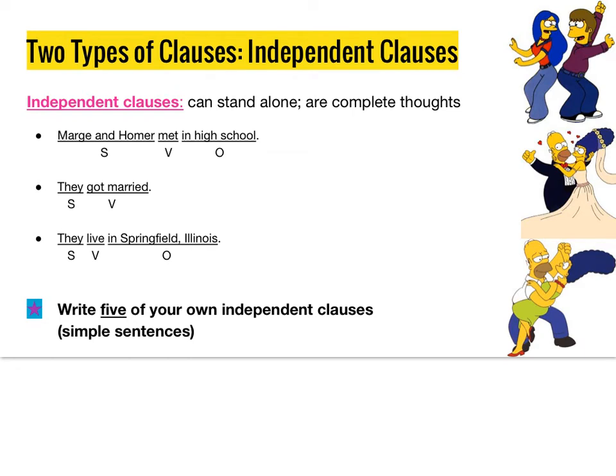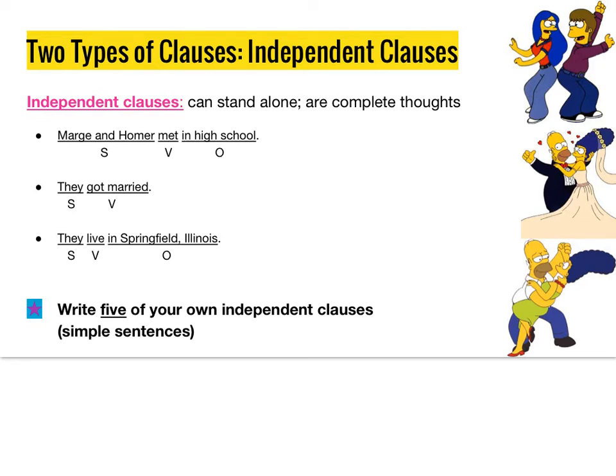When we talk about clauses, there are two types of clauses. The first type of clause is known as an independent clause. Independent clauses are complete sentences that stand alone. They make sense by themselves, and they are sometimes called simple sentences. The following sentences are independent clauses.